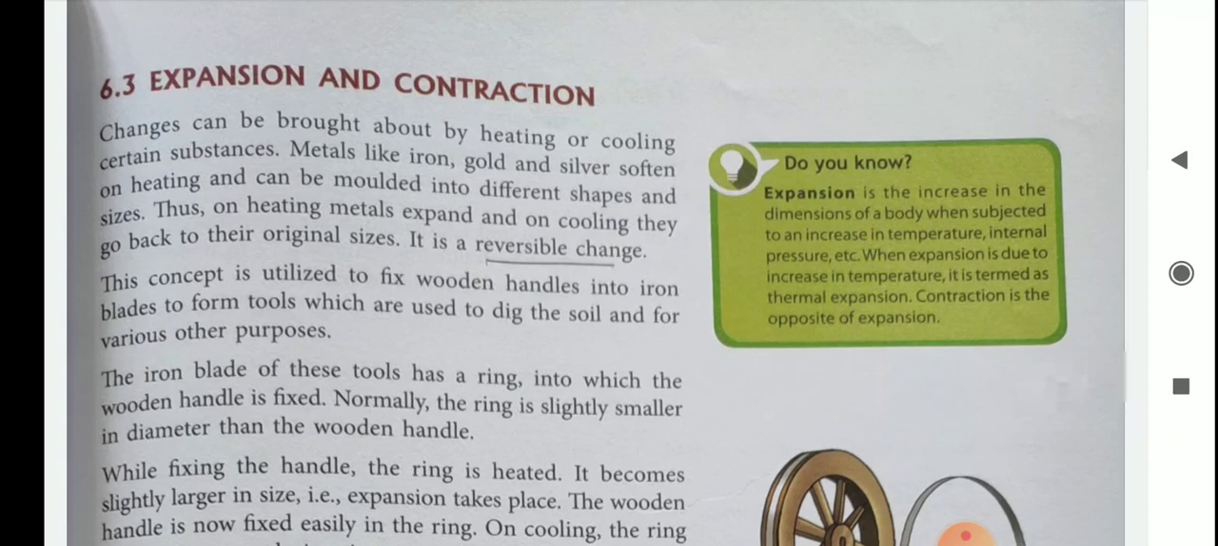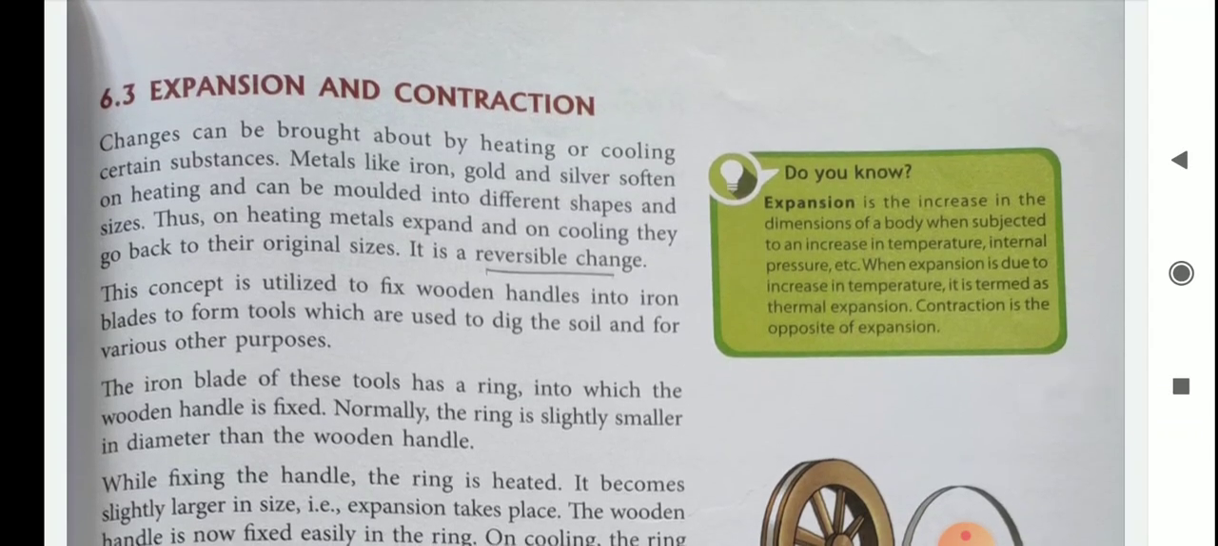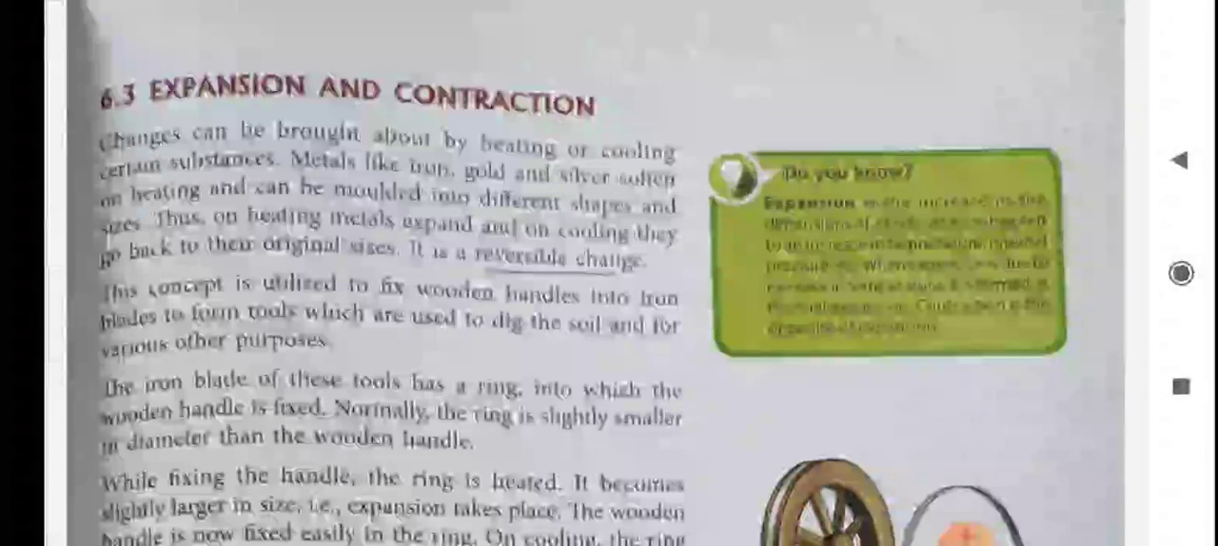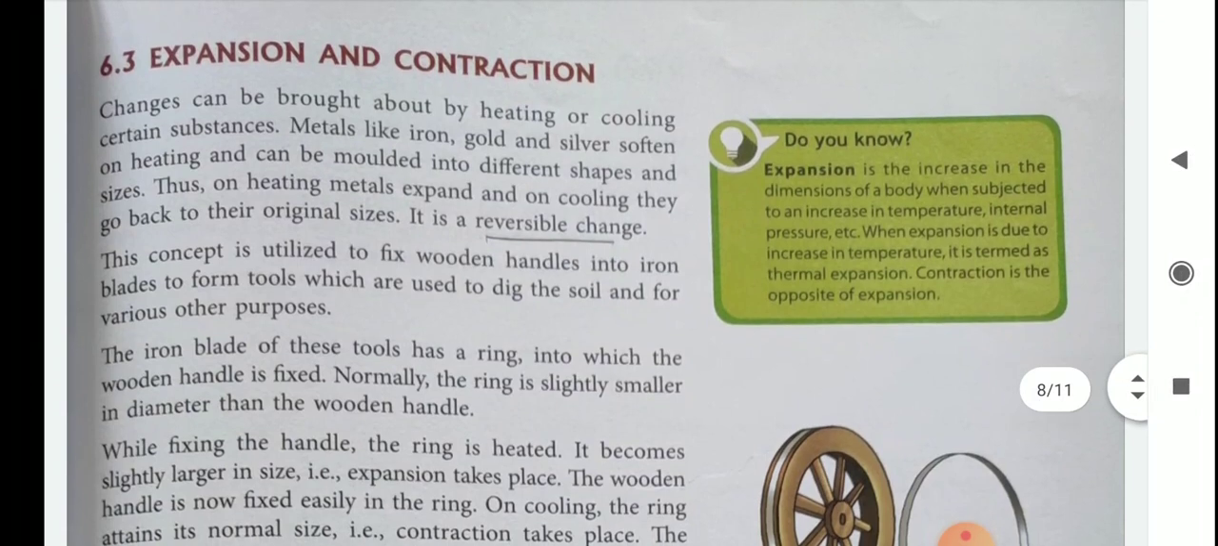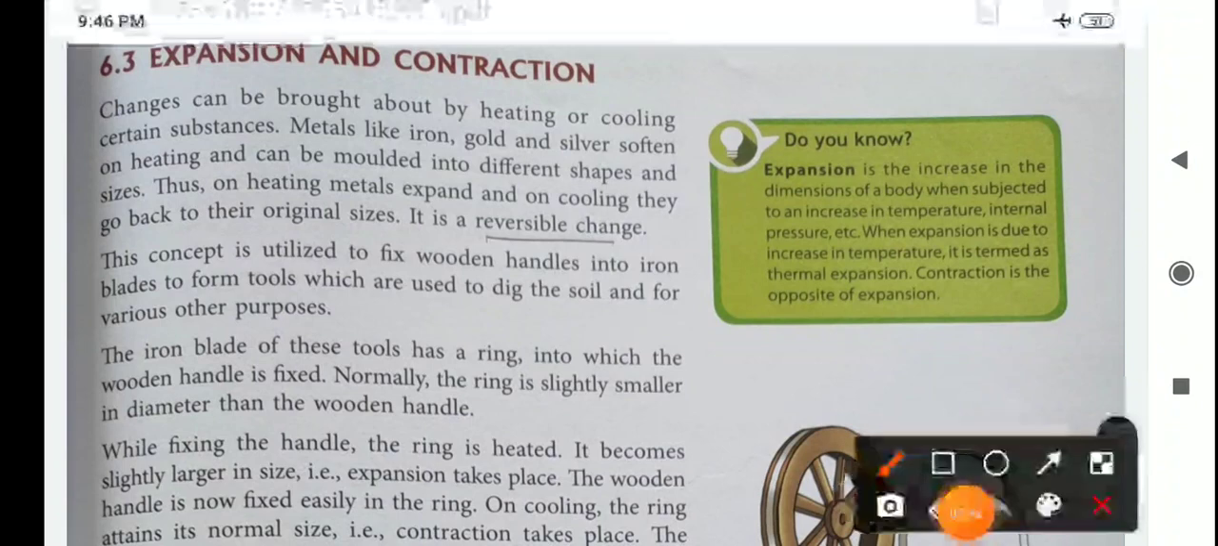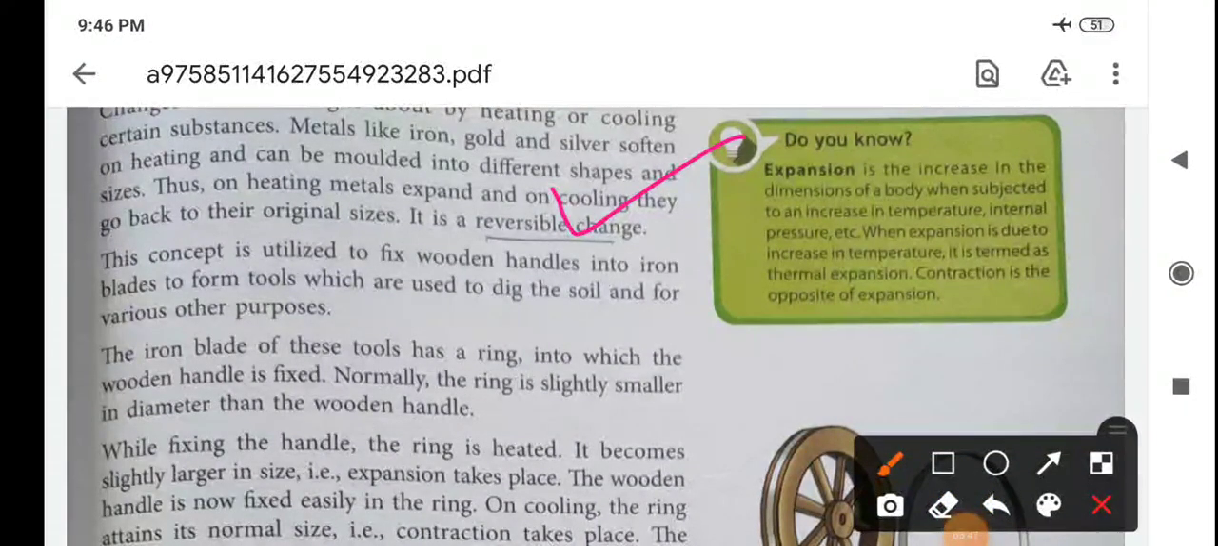Then contraction and relaxation. Children, you remember, here expansion is given, which also means relaxation. Contraction and relaxation, or expansion and contraction. Expansion means, children, increase in size of a material with an increase in temperature, and contraction means decrease in size of a material with a decrease in temperature. Remember, expansion and contraction are reversible changes.